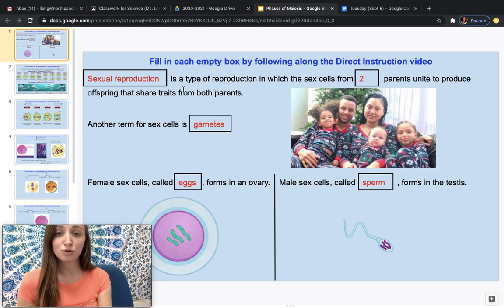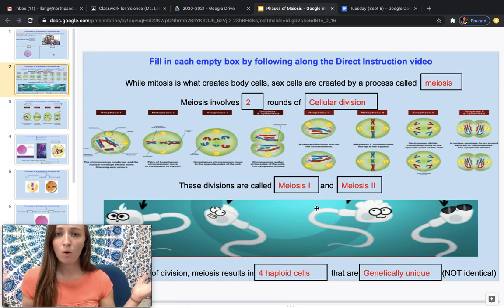Remember that sexual reproduction takes two parents and you have to have the sex cells or gametes from both, one of each, combine and their genes are going to combine to make that new offspring. Another term for sex cells is gametes. If you're a female, you have eggs. If you're a male, you have sperm. Now, how are the gametes made? How do you get those egg cells and sperm cells?